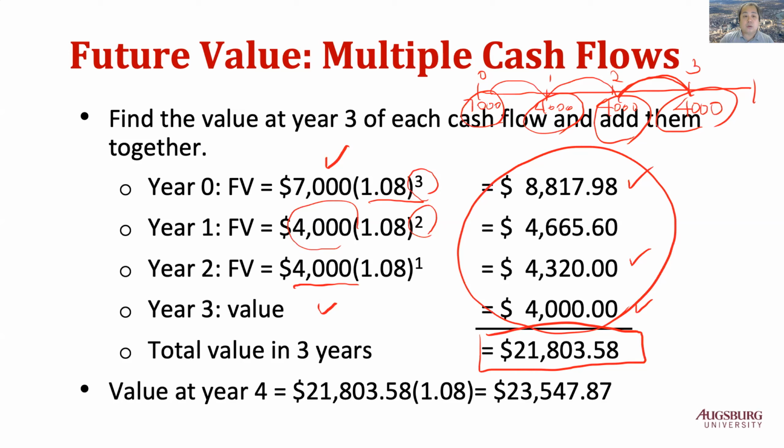Now, what about value at year 4? You don't add any cash flow, you don't add any cash in year 4, so simply this 3-year future value compound 1 more year interest, so times 1 plus interest rate, 8%. 4th year future value will be $23,547.87.